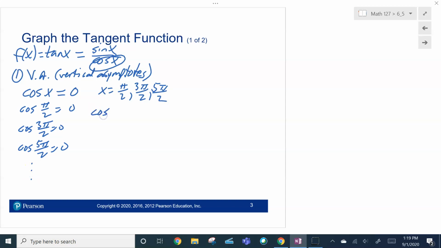But I also know the cosine of negative pi halves is also zero. If I rotate negative 90 degrees, the cosine of negative pi halves is zero. So these are plus or minus, the cosine of negative 3 pi halves, and so on. This continues.